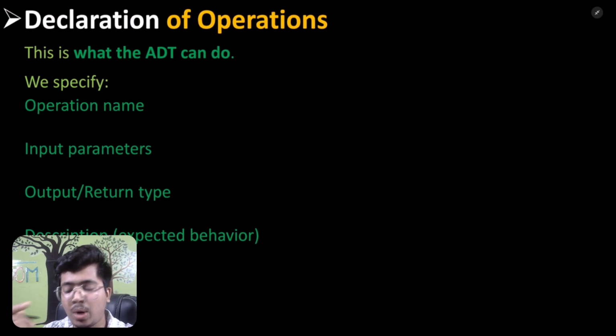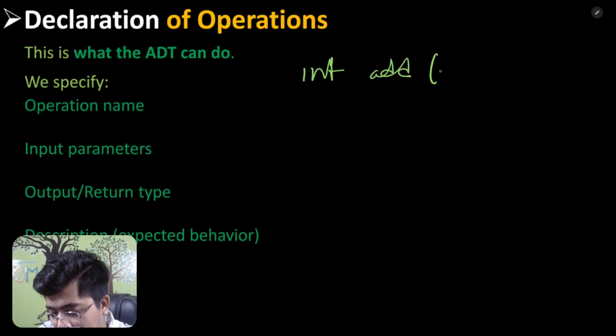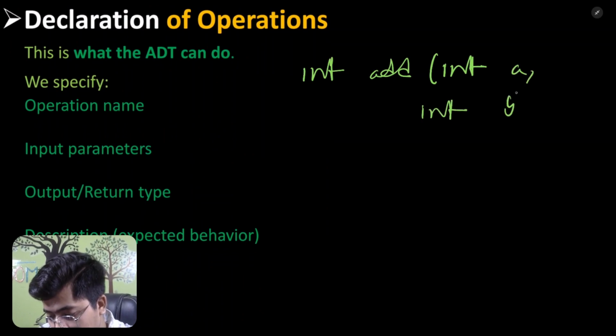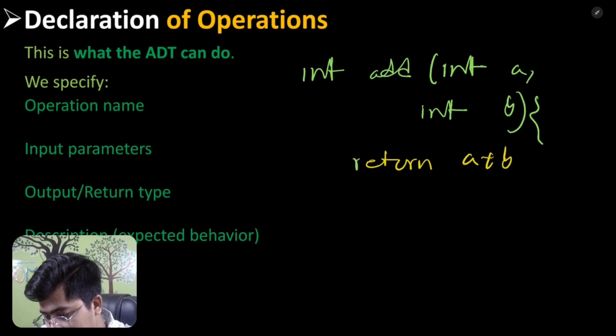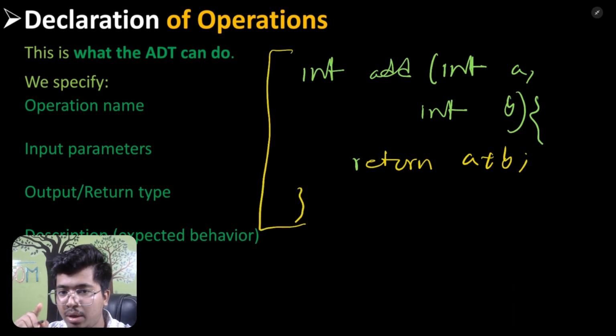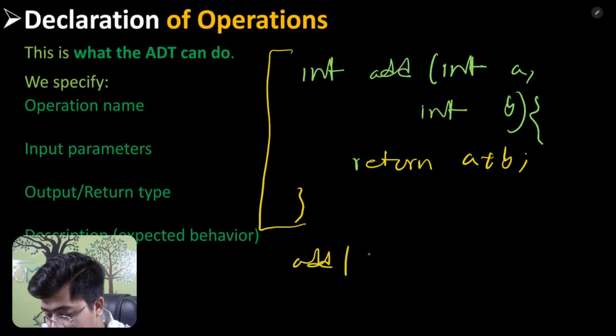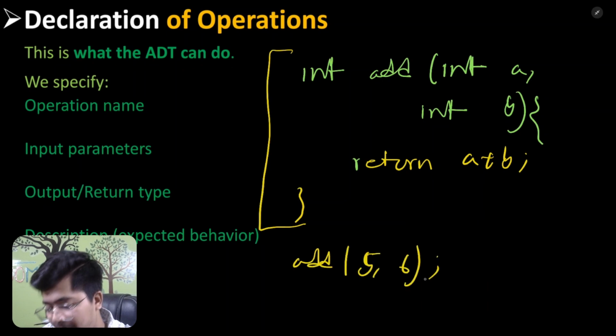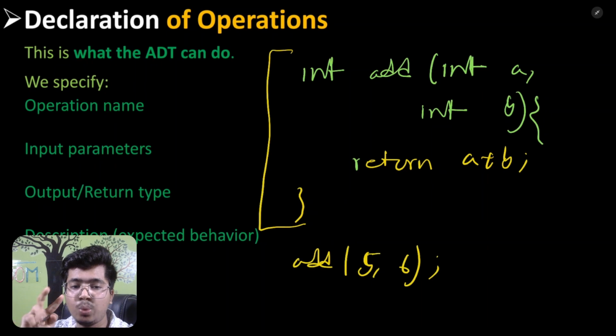Whenever we declare a function, what do we do? Let's say we want to declare a function, integer add. It takes two parameters, integer a and integer b, and returns a plus b. This is the entire function block. If we call this function from somewhere, like the main function, we will call it like this: add(5, 6). We are passing it.